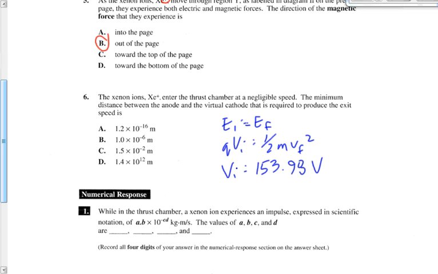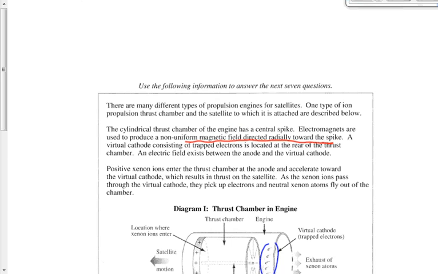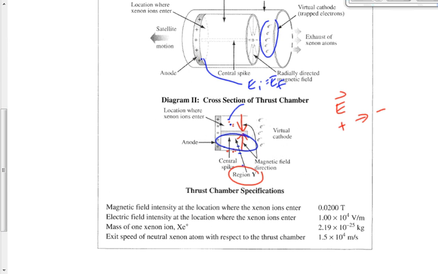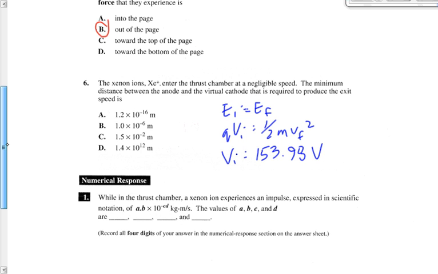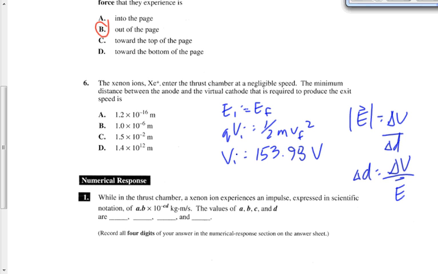But that's not distance. To find the distance between the anode and the cathode, given the potential difference and the electric field, if you go back to this page, you can see that the electric field value is 1.0 times 10 to the 4. If we're given the potential difference and the electric field, we can find the distance pretty easily by just doing this. So fundamentally, it still was a conservation of energy problem, Ei equals Ef, but we had to tack in something else as well to find what we were actually looking for. The answer for number 6 worked out to be C, 1.5 times 10 to the negative 2 meters.